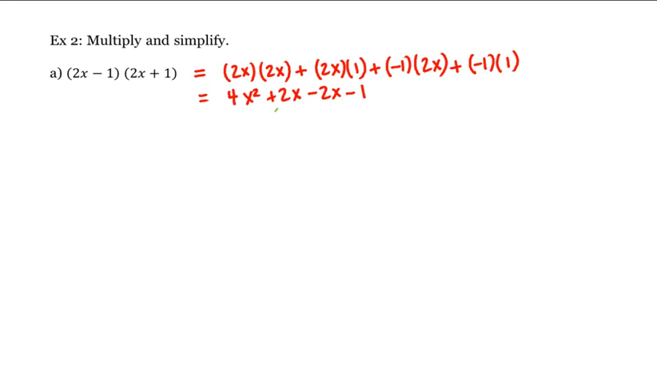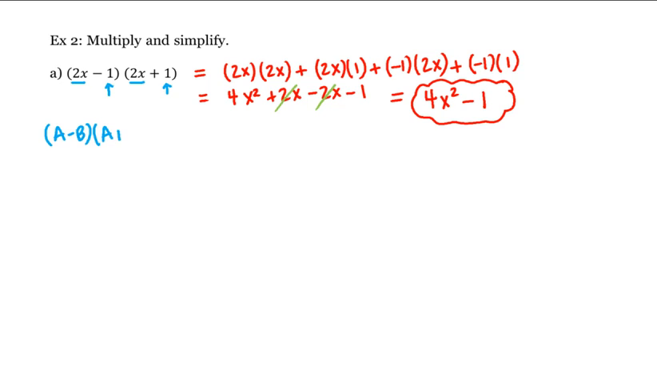And notice the outer and the inner terms will cancel, which leaves us with our answer of 4x squared minus 1. Now, it should be pointed out that these binomials are special and that we're multiplying together the difference and sum of the same two terms. We have 2x and 2x and 1 and 1. And there's a special formula in this type of case. And the formula is that a minus b times a plus b is equal to a squared minus b squared, because the outer and inner terms will always cancel, which is what we just saw.